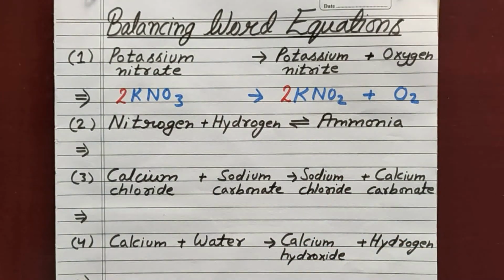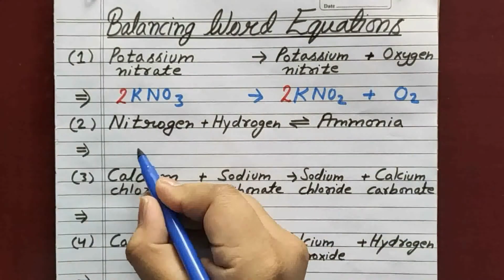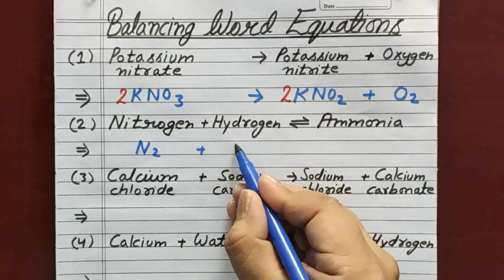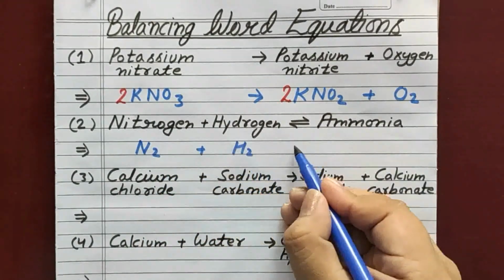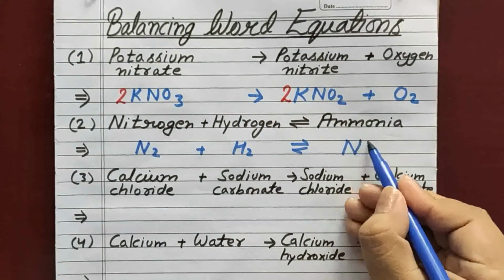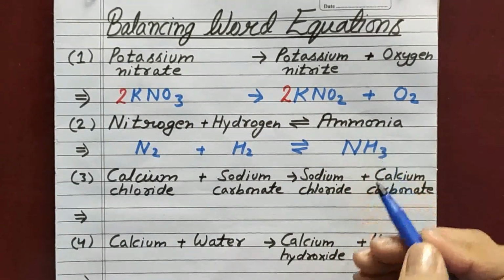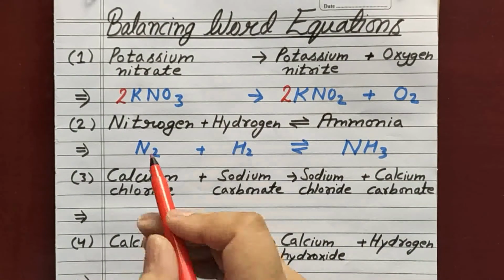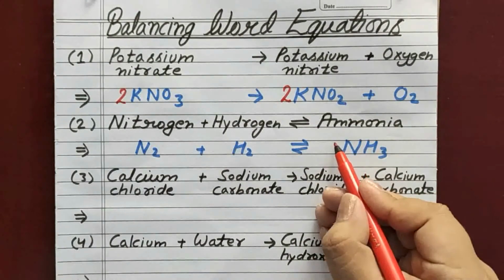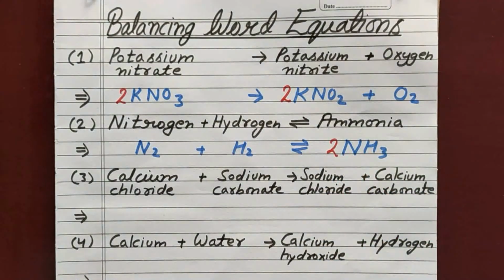Now balancing the second equation, which is nitrogen, N2 plus hydrogen. The reaction is of reversible nature, giving out ammonia, which is NH3. Now on the reactant side, you are having 2 nitrogen atoms. Here, for balancing that, you are going to write down 2. Now 2 nitrogen atoms are balanced.